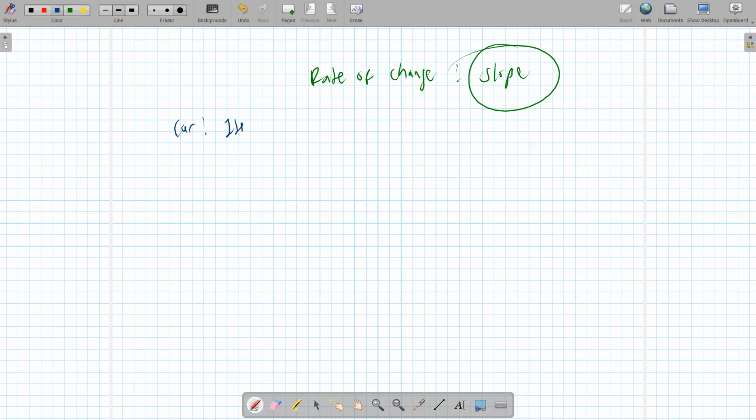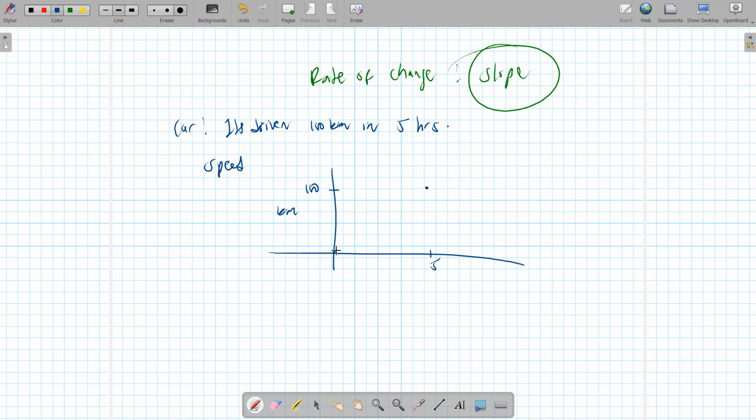It's driven, let's say some easy numbers, 100 kilometers in, I don't know, 5 hours. What's the speed? If you want to graph it, it looks like this. On the y-axis, we have kilometers. So he went from 0 to 100 in 5 hours. So this is his graph.